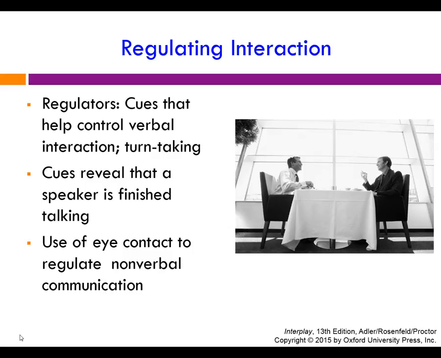The second function of nonverbal communication is the use of behaviors to regulate interaction. Regulators are cues that we use to help manage our conversations. And another way to think about regulators is they are things we use to indicate turn-taking during our conversation. Often these cues are communicated nonverbally. Think about what we do to indicate to another person in a conversation that our turn is coming to an end and it's going to be their turn to speak.